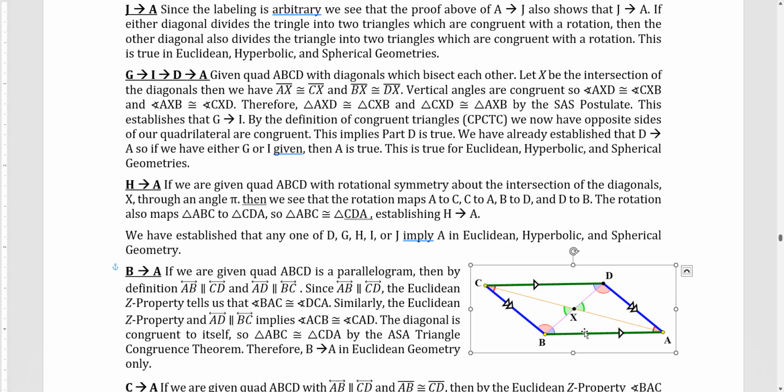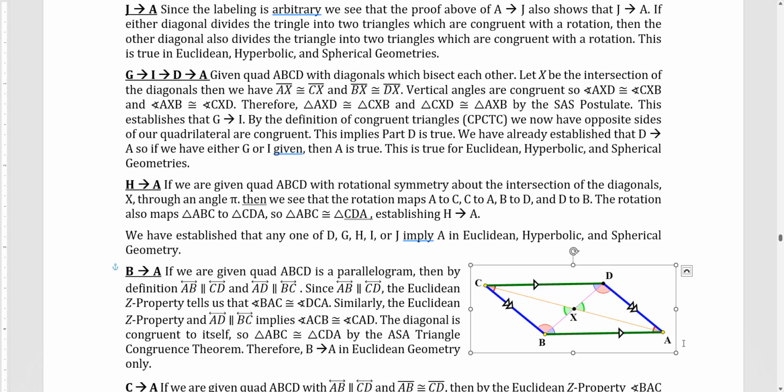All right, but if we have parallel sides here, we can use the Z property. See that? And so that's going to make these blue angles congruent. And we got a Z going this way with parallel lines.